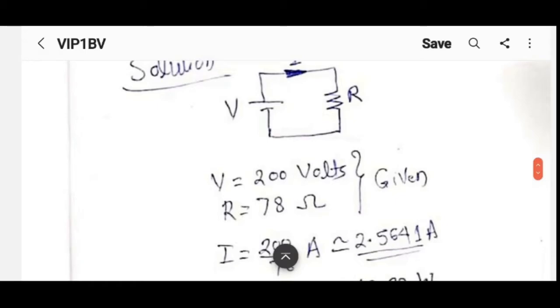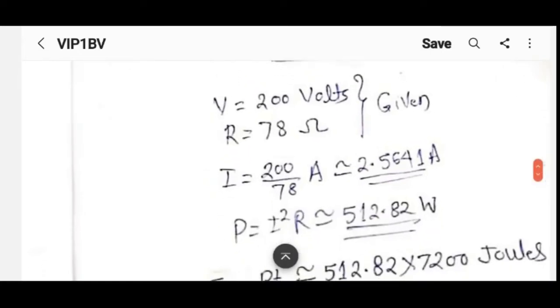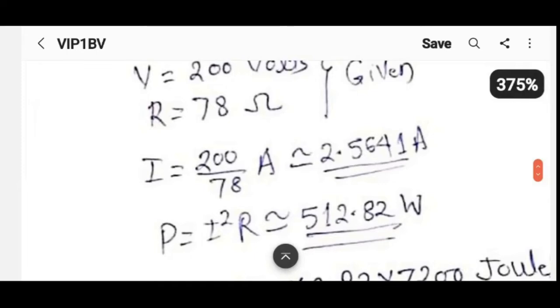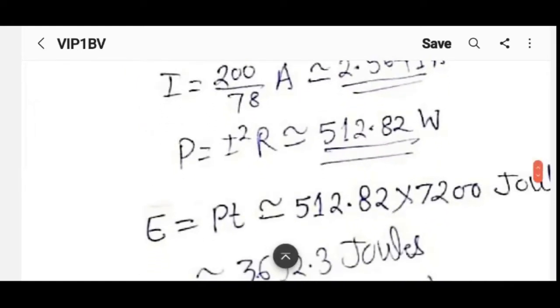Current turns out to be approximately 2.5641 amperes. And then I squared R gives you about 512.82 watts. That much is the power consumed. In kilowatts, the power will be 0.51282. So if you want the answer, first we are calculating the answer in joules.